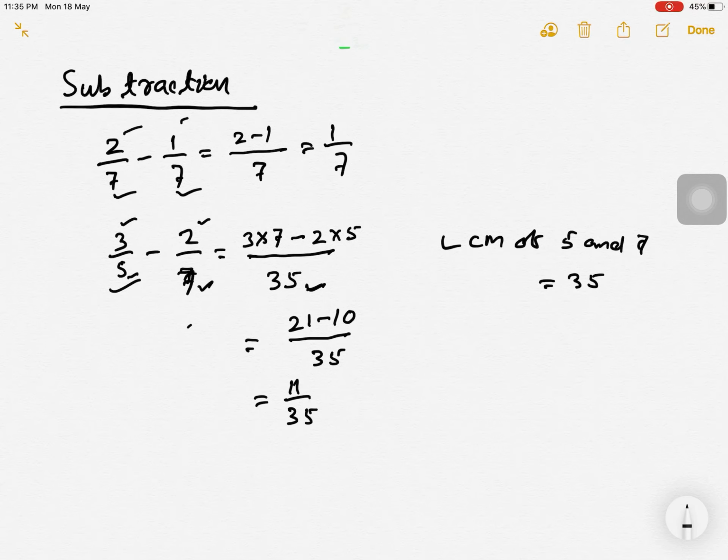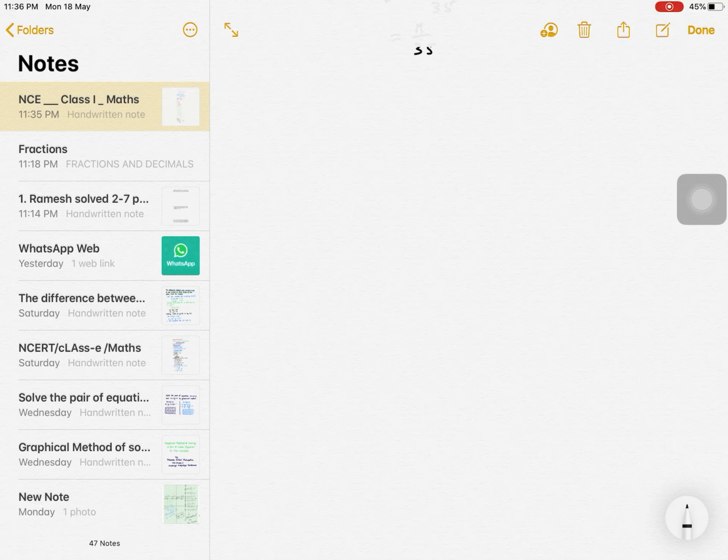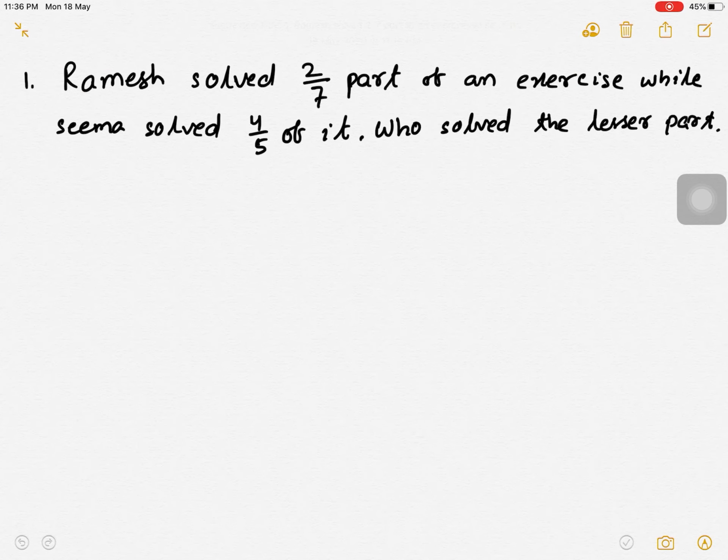Okay, so in this way we have learned how to add and subtract fractions. Now let us take some examples. Ramesh solved 2 by 7 part of an exercise, while Seema solved 4 by 5 of it. Who solved the lesser part? Here we have to compare the fractions 2 by 7 and 4 by 5.